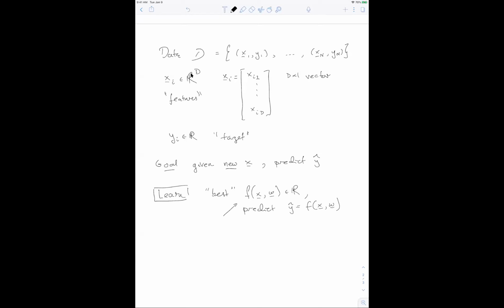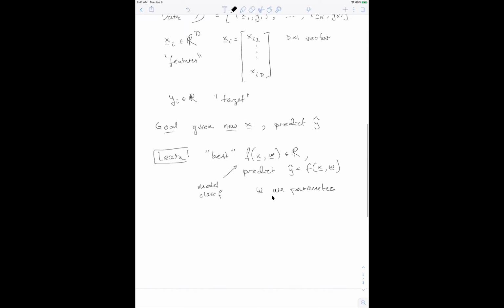f here, this is our model class. f takes an example, x, and it takes the parameters of the model. So w are parameters. We choose a model class, f, that's a function that maps from examples, takes in parameters, makes a prediction, y hat, and then we're trying to learn the parameters that give us the best possible model.